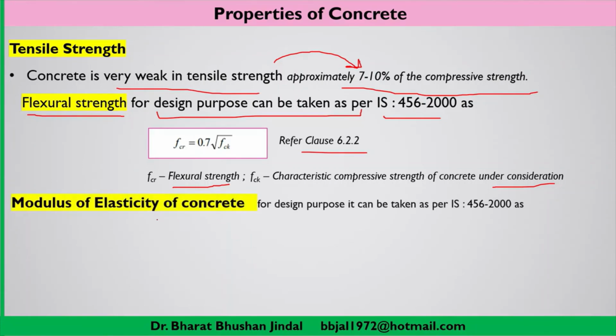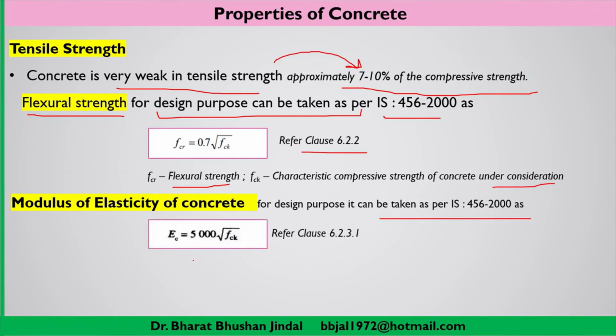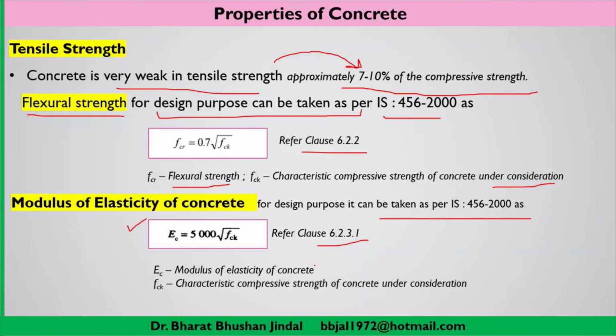Now another important property of concrete is modulus of elasticity of concrete. Again, for design purposes, the code has given some information, and the code has recommended this formula to estimate the elastic modulus. Ec is the modulus of elasticity of concrete, and that is given by this formula: 5000 square root of fck. For this you can refer to clause number 6.2.3.1. Ec is the modulus of elasticity of concrete, and fck is the characteristic compressive strength of concrete under consideration.